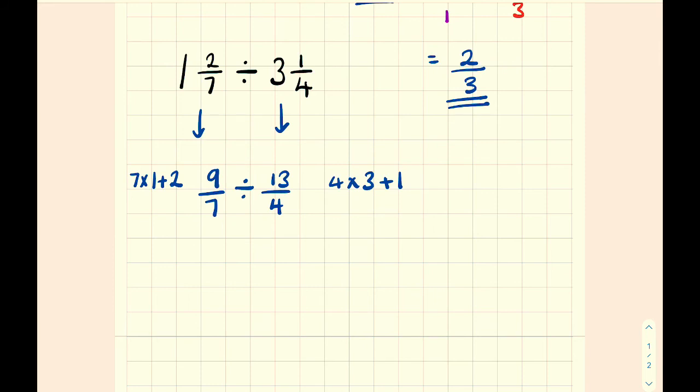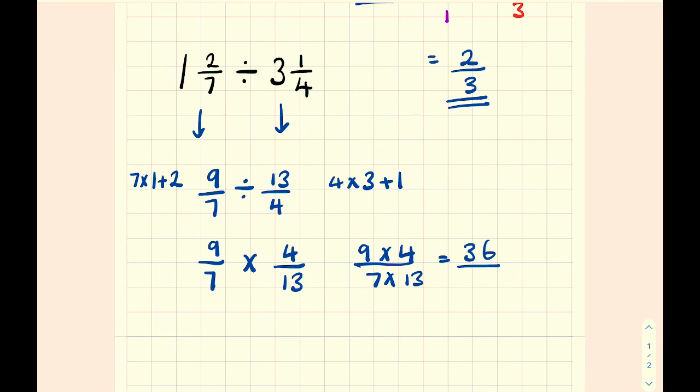And then you can begin to do what I did in the first two examples. Keep, flip, change. So we're going to keep the first fraction, we are going to flip the second fraction, and we are going to change the sign to a multiplication one. And then it's a case of just simply multiplying across. So you're going to do 9 times 4 along the top, 7 times 13 along the bottom. So 9 4s are 36, 7 13s are 91.